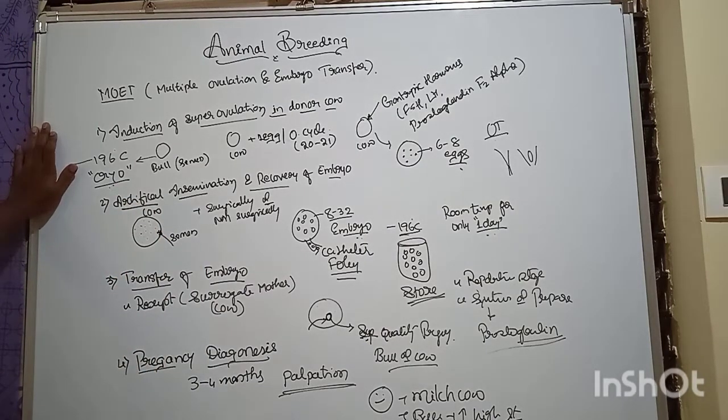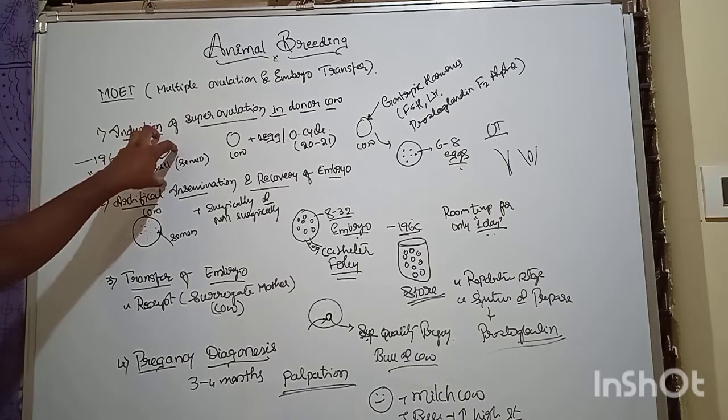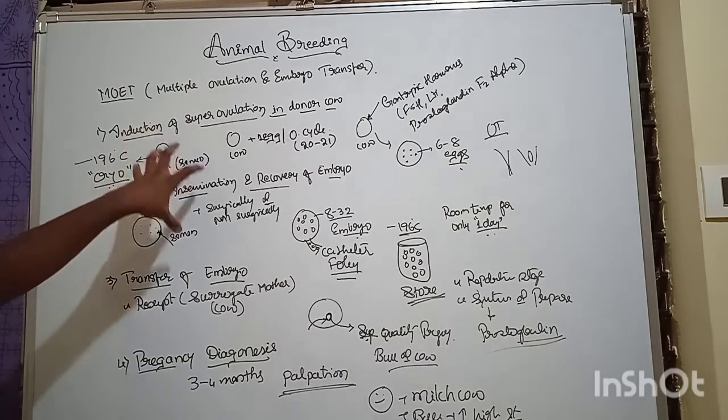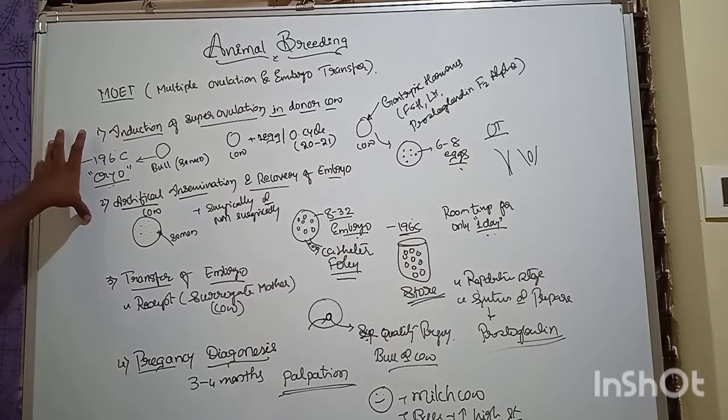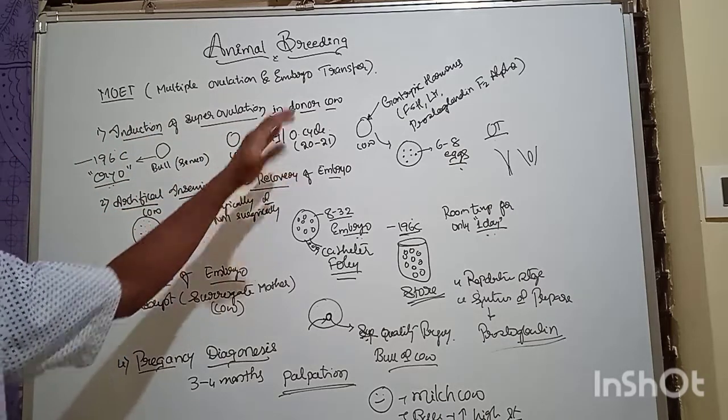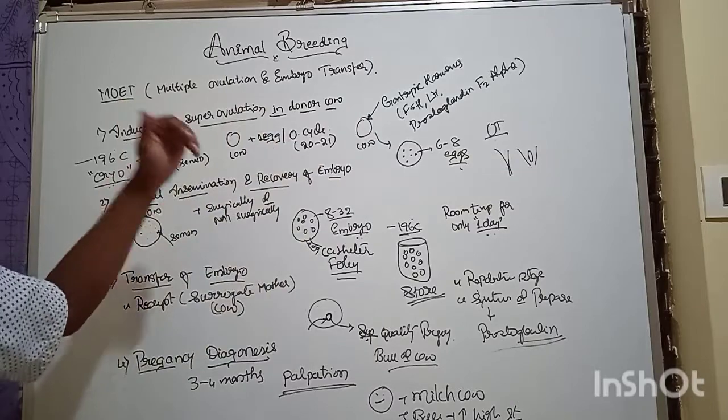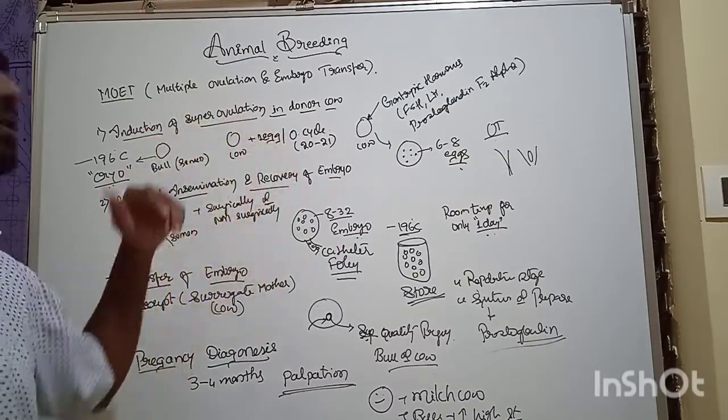We'll go one by one. Okay, steps. First, what will we do? First I'll collect the semen from the superior bull. I'll store it in liquid nitrogen at minus 196 degrees Celsius. It's called cryopreservation. Then I'll come to the cow. Now that cow is the donor cow. I'll choose one cow which I assume as the donor cow.